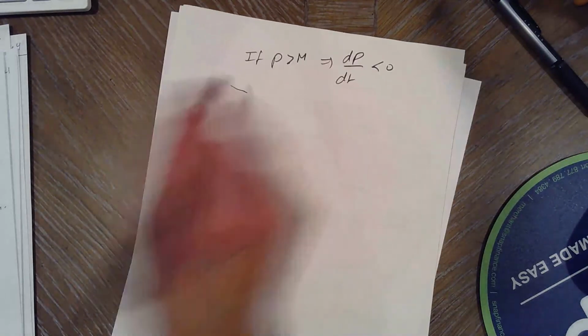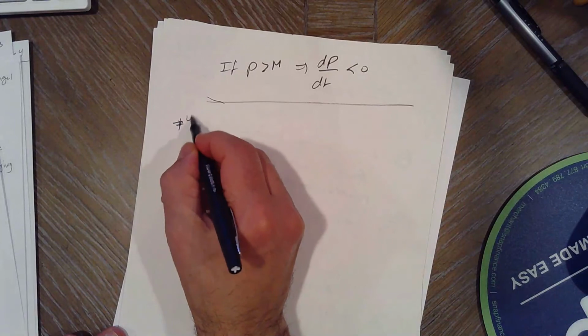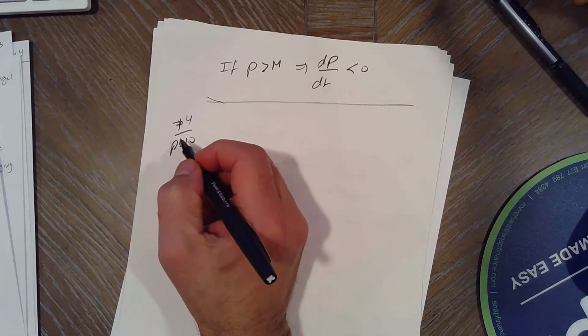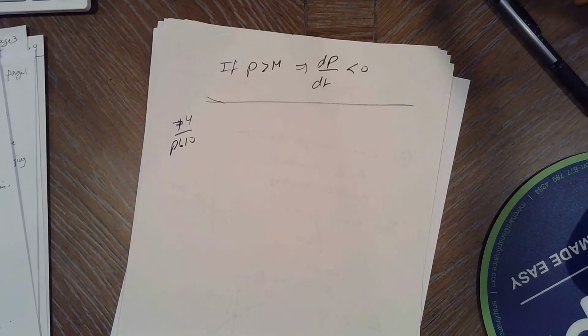So let's look at a few more examples. Number 4, page 610. It says, when an infectious disease is introduced into a city of fixed population n, the rate of change of the number y of infected individuals is proportional to the product of the number of infected individuals and the number of non-infected individuals.